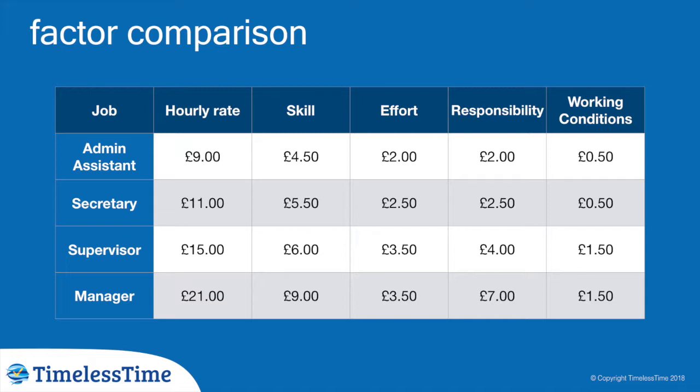And so we can say that the admin assistant gets £2 for responsibility, whereas the manager gets £7. It's a much more responsible job. Similarly, the skill admin assistant gets £4.50, the manager gets £9. It requires a higher level of skill. And so we build according to these factors, we sum to get the hourly rate, and we see that the admin assistant is paid £9 an hour, where the manager is paid £21 an hour.